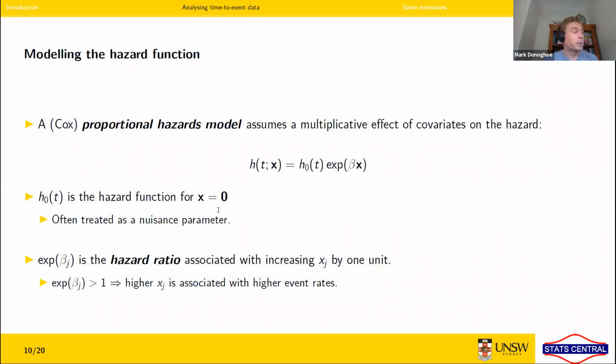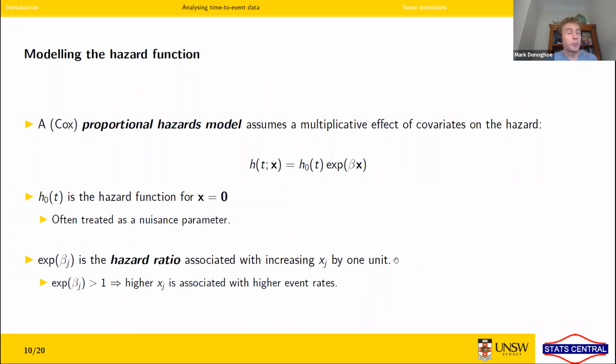It might be sensible that the baseline hazard differs between certain groups, in which case you can do what's called a stratified model. But again, usually the primary interest is in the betas, so the effects of our covariates on the hazard. So if we exponentiate beta j, that's the hazard ratio associated with increasing our jth covariate by 1 unit. So if that hazard ratio is greater than 1, that implies that a higher value for xj is associated with a higher hazard, and so a higher event rate. And obviously, the opposite of that is if our hazard ratio is less than 1, that implies that a higher xj is associated with lower event rates.